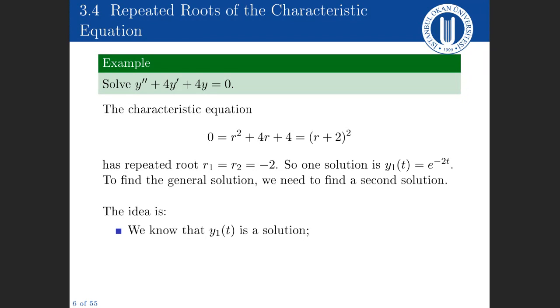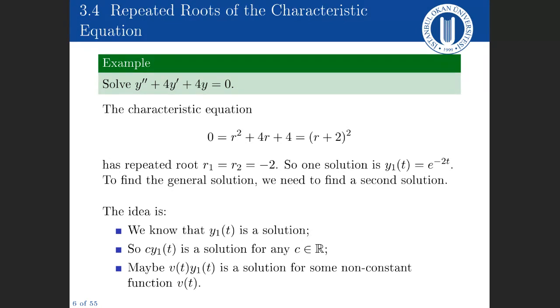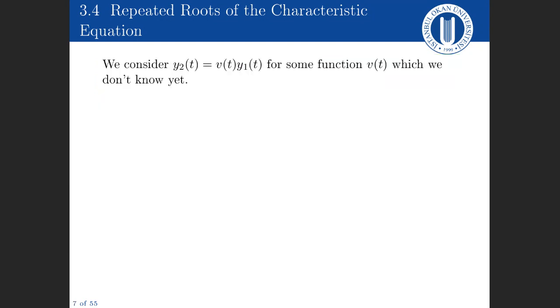And the idea is this. We know that y1 is a solution. We know that if we multiply y1 by any constant, we still have a solution. Maybe instead of multiplying by a constant, we can multiply by some special function v(t). And if we've chosen the correct v(t), maybe we still have a solution. So we're going to be thinking about y2 equal to v(t) multiplied by y1(t) for some special function v(t), which we don't know yet.